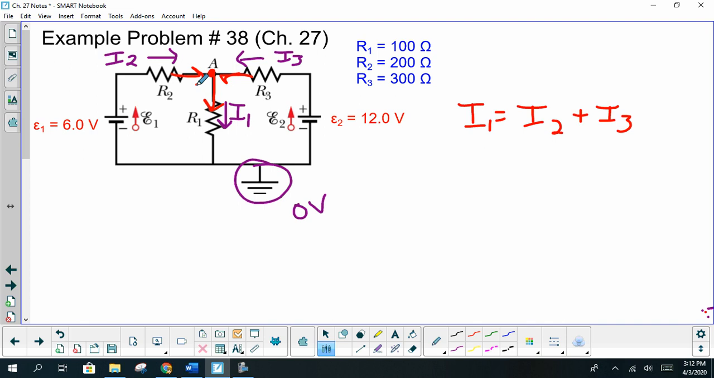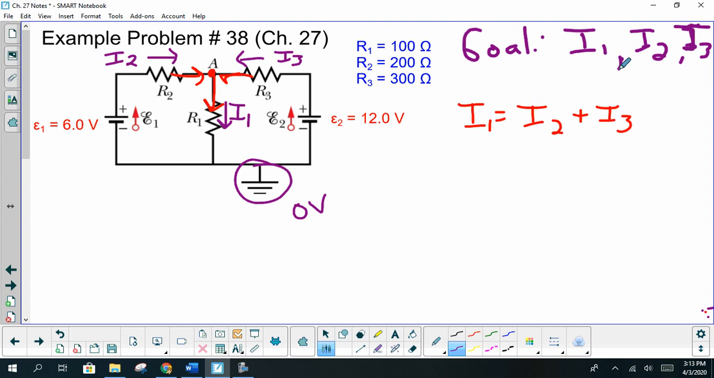All right, our next job is to use our loop rules. And I should back up for just a moment to make sure we know where we're headed. Our overarching goal is to find I1, I2, and I3. We want to find their directions, hopefully we got those right, and then also the size of those 3 currents.